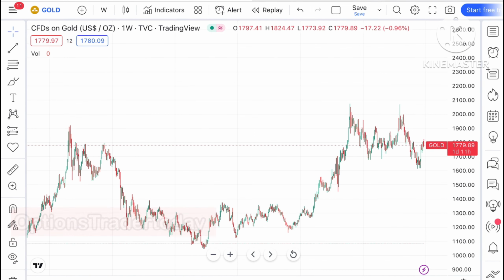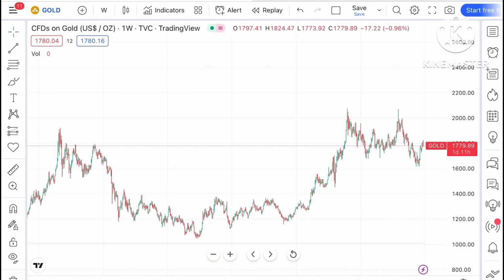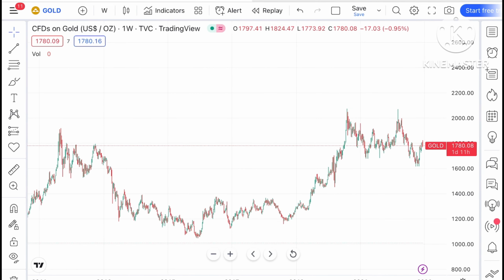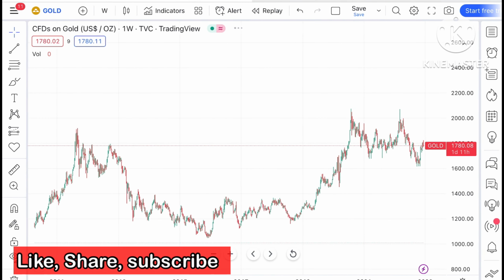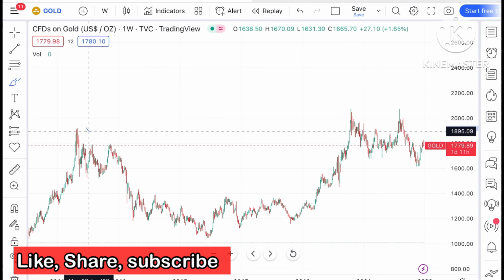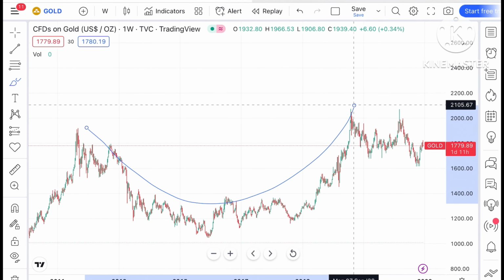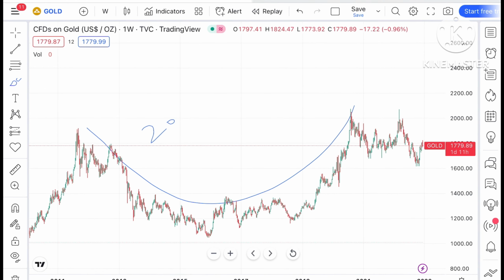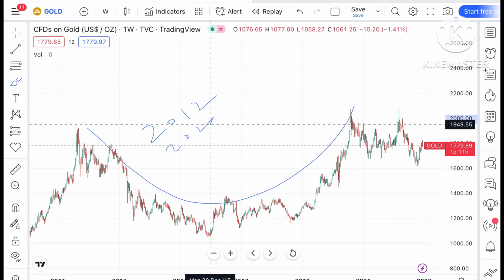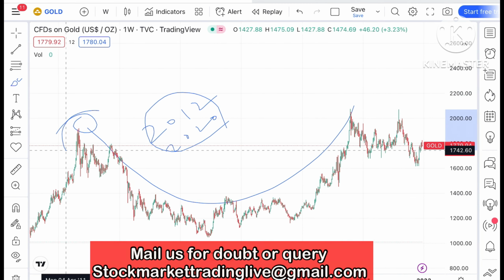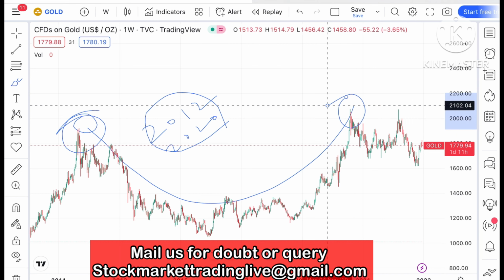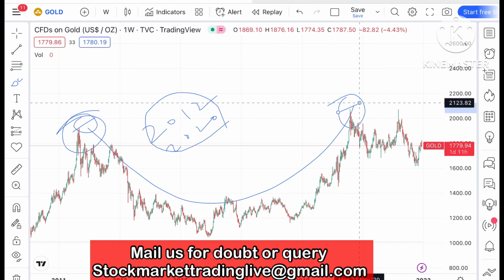So today in this video I will explain how the price of gold has moved in the last week and how it can move in the next week. If you look at the chart of gold, there is a pattern forming. This pattern is from 2012 to 2020, and you can say that this level is being tested here.